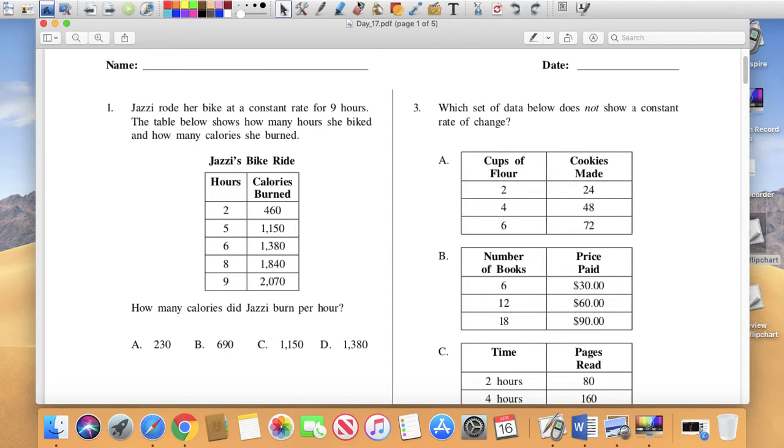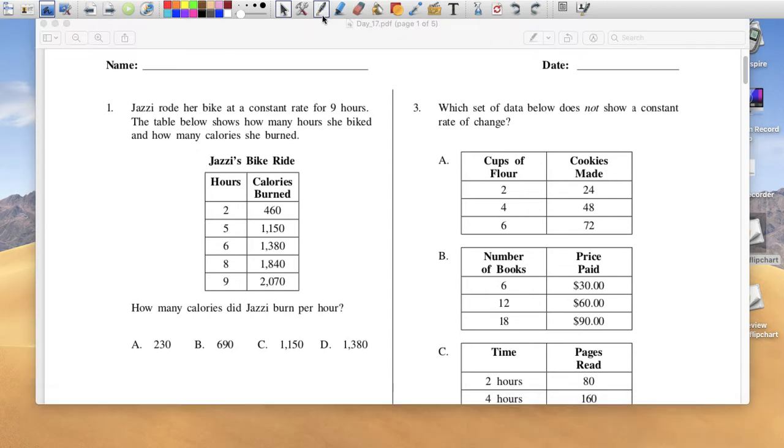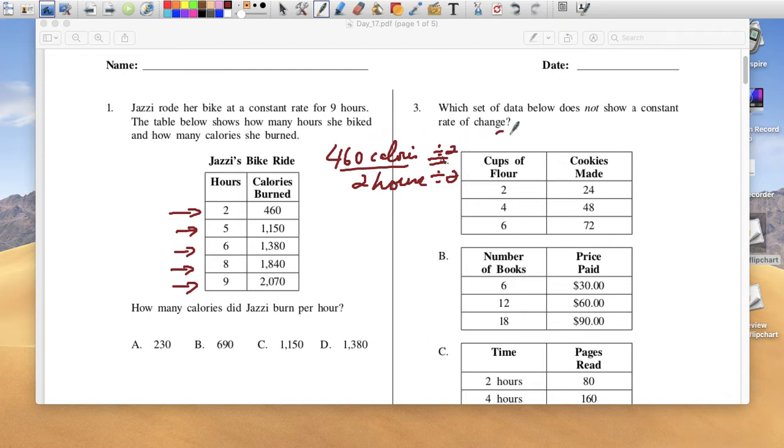Well, if it's a proportional table, you can select any of these. It really doesn't matter, right? So let's just pick the easy one. You can write 460 calories over 2 hours, and we want the unit rate. So divide top and bottom by 2, and 460 divided by 2 is 230. So 230 calories in 1 hour. And we have letter A.